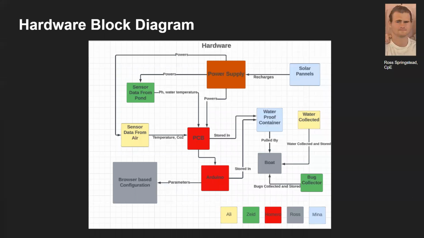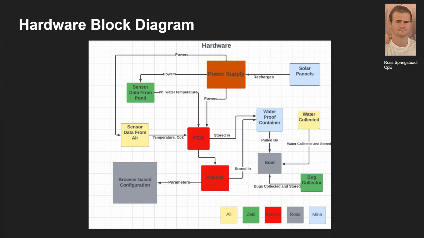Let's now talk about our hardware block diagram. As you can see, our project has a lot of moving parts that we plan on achieving. Starting at the top of our diagram, we plan on connecting solar panels to power our lab toolkit. Our solar panels will recharge our rechargeable batteries, which will then be connected to our power supply, which will power our system. Our power supply will be connected to our PCB, Arduino, and our sensors.